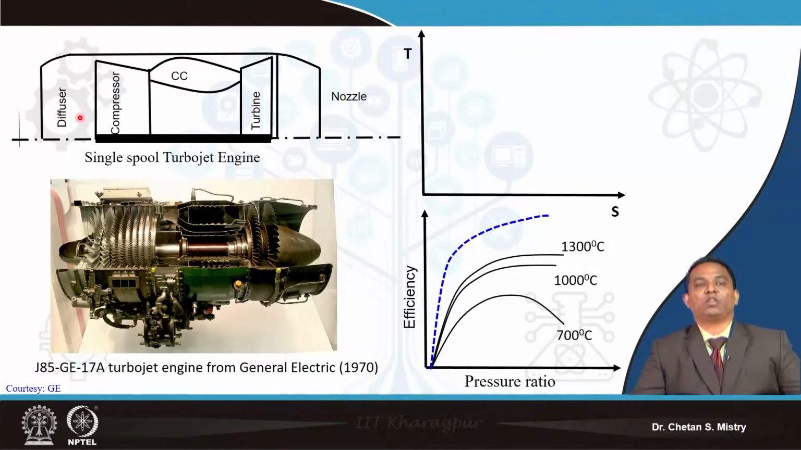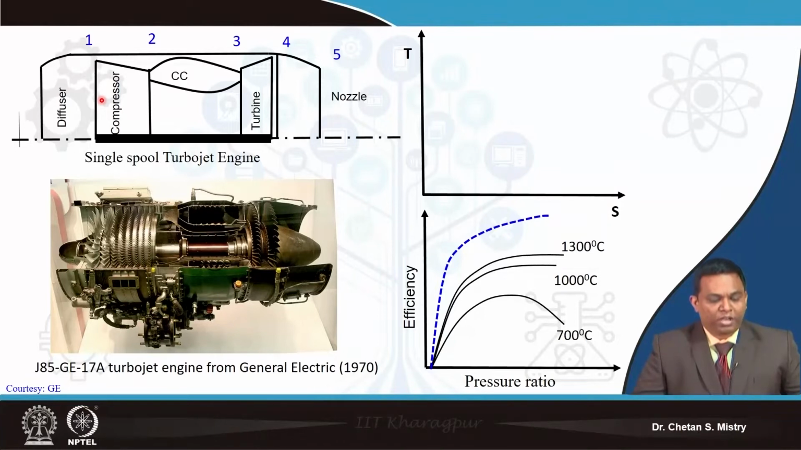In order to have the movement of our aircraft in the forward direction, we need a component of force called thrust. The thrust is generated by all these components and by the flow coming out of the exhaust of the nozzle. Here I am putting them at different stations, station 1, 2, 3, 4, 5. I can represent the whole process in a thermodynamic cycle.